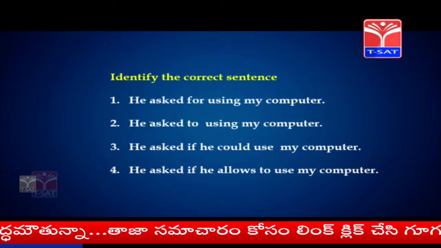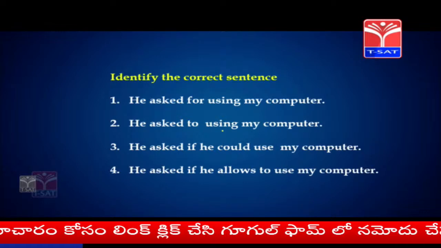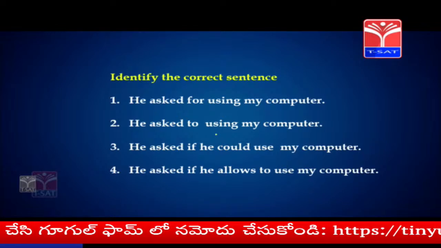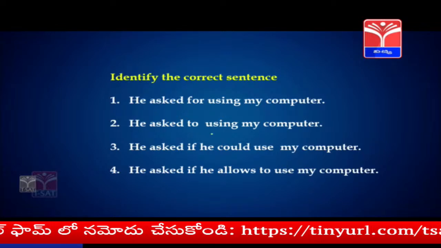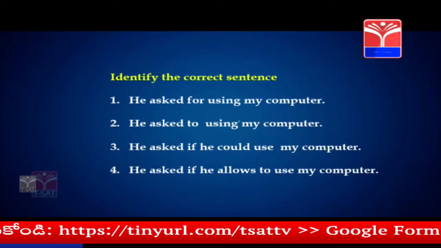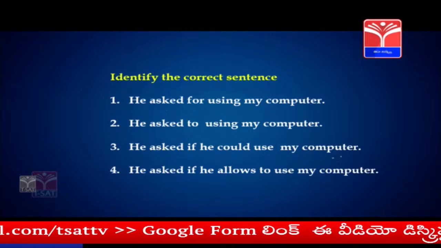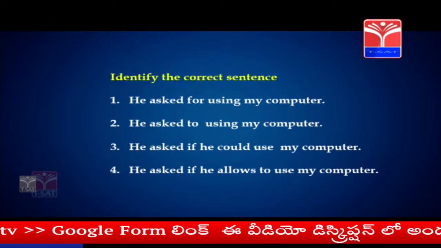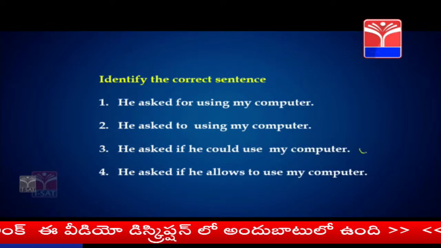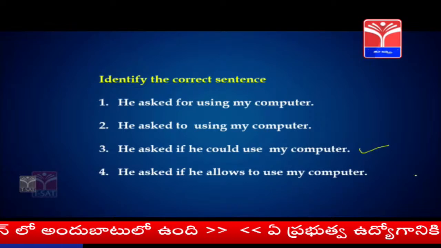Now, you can see number 1, he asked for using my computer. He asked to using my computer. Generally, to is followed by a plain infinitive. So, to using is not generally used. It should be to use. Anyway, we will have to eliminate that also. Now, the first one, he asked for using my computer. He asked if he could use my computer. Between these 2 sentences, sentence number 3 is better. So, this is the correct one. Now, let us go to the next one.